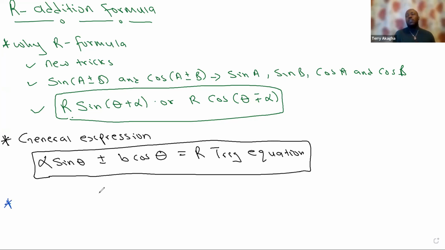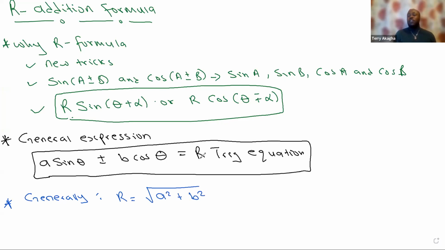Also, the second thing I want you to keep in mind is that there's generally a quicker way of getting the value of R. Let me call this alpha A, so that it will not confuse anyone, so it will be easy to differentiate. So this is A, and R squared will be A squared plus B squared.